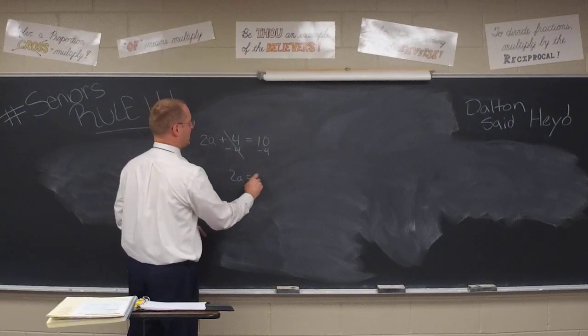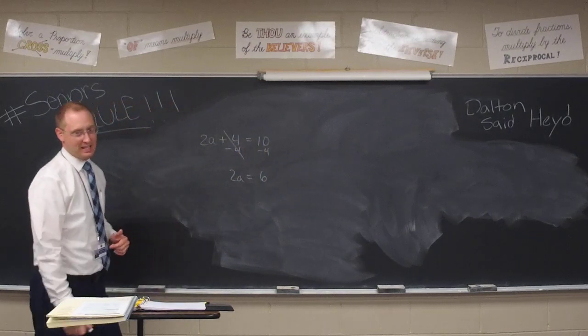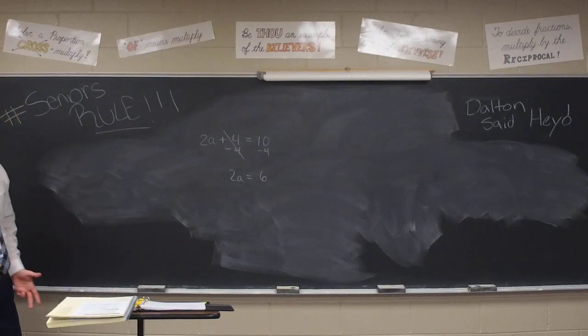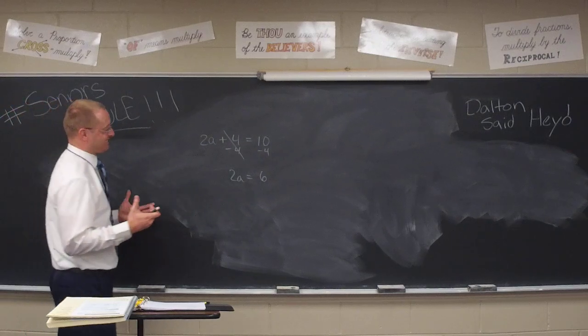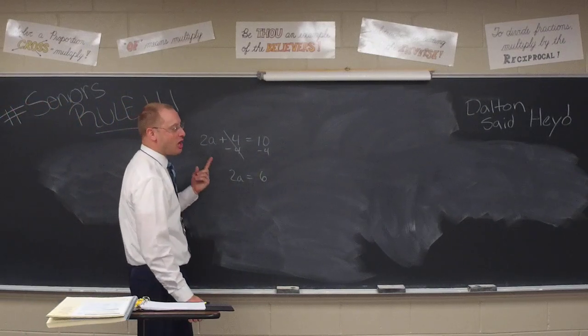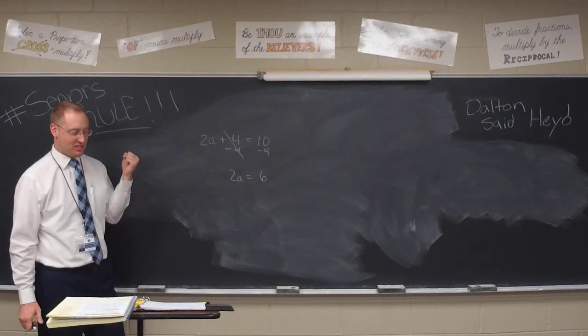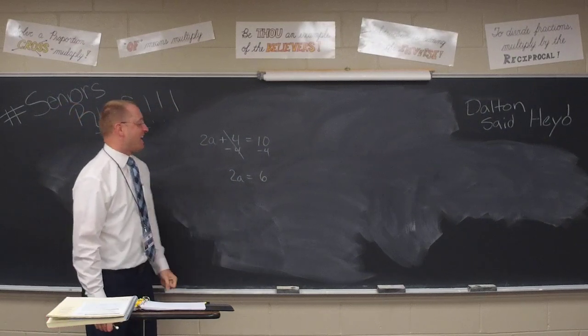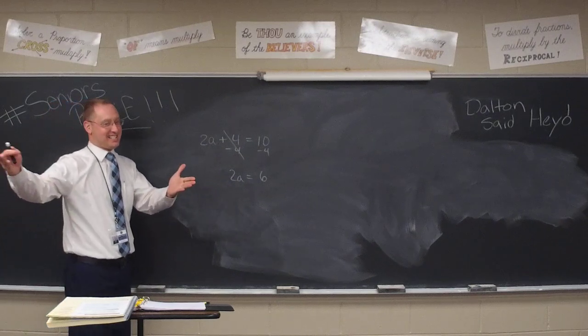Now we've got 2A equals 6. But now it's time for the A to grow up. And the blanket has got to go. We've got to get rid of the 2. I know the A is attached to it, but this is for your own good, little A. And so we got to get rid of the 2, class.